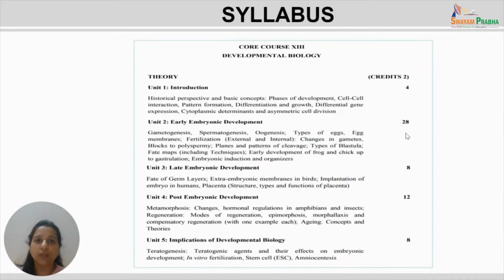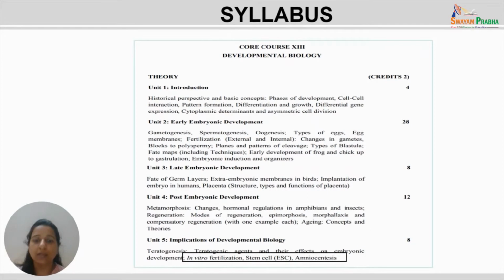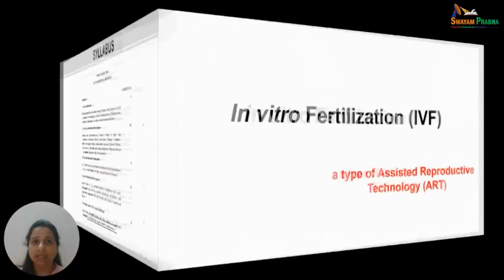This is the syllabus of developmental biology that we are following. We are done with Unit 1, 2, 3, and 4. And in Unit 5, we are done with the topic teratogenesis. So in the present lecture, we will take up the last 3 topics of the syllabus, that is in vitro fertilization, the embryonic stem cells, and amniocentesis.